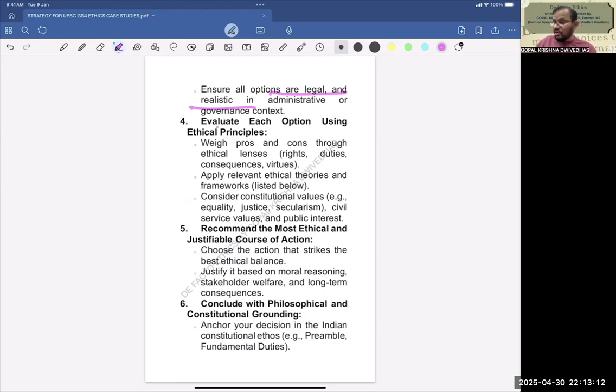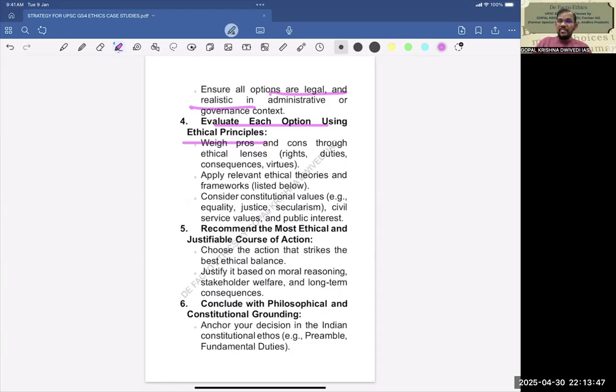Then evaluate each option using ethical principles. I told in other videos also, there are about 30 odd ethical principles which can be applied in different case studies. Of course, different ethical principles apply, but definitely we should know all those 30 ethical principles. In my next videos, I'm going to describe and explain those 30 ethical principles also, which will be quite useful to the candidates. But here I just want to tell, in evaluating each option, you have to use appropriate ethical principles to justify or reject that option.